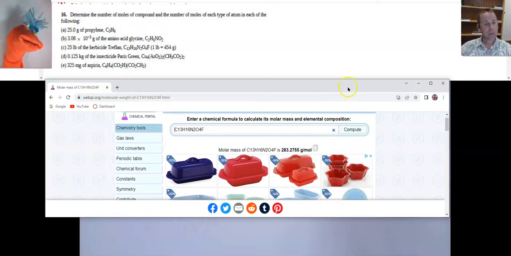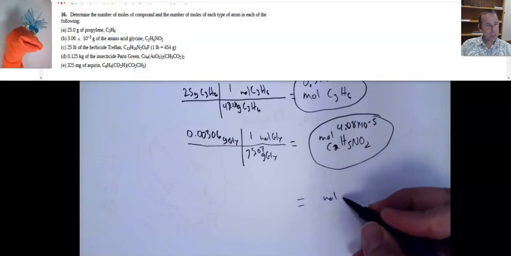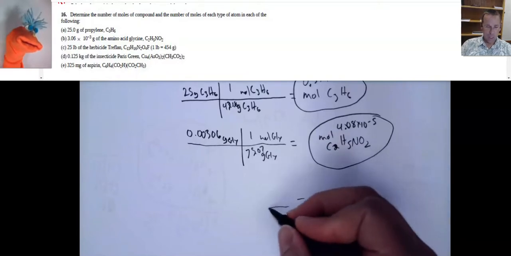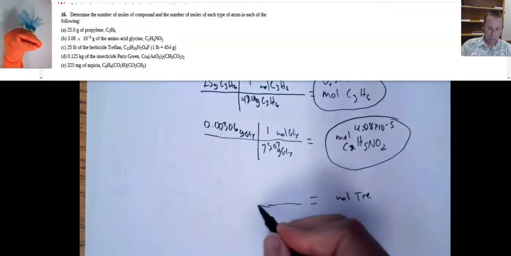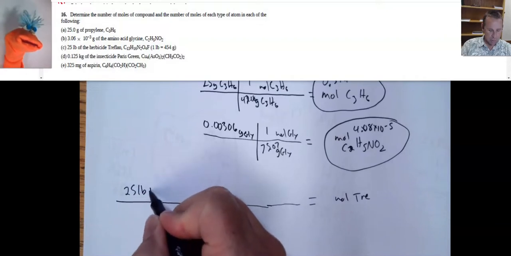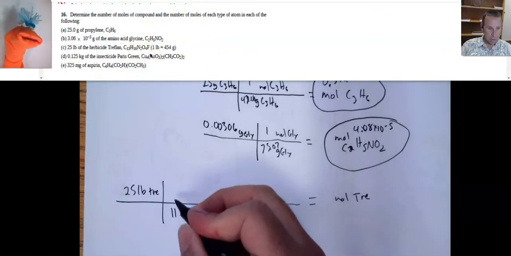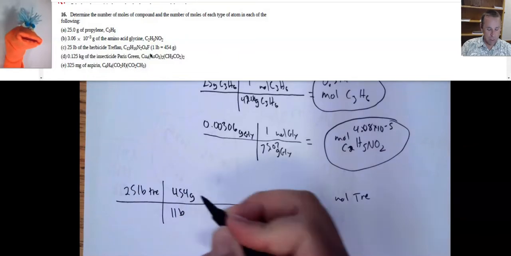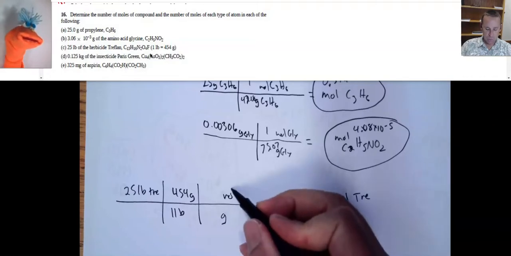All right. So I want to know how many moles of TRE, I'm going to call it, or moles of tree. And I'm going to start with what? What did they give us? 25 pounds. I'm going to give myself a little bit extra space because I need to go from pounds of TRE to, and they gave me a conversion factor here, grams, right? So 1 pound is 454 grams. All right. And then I can go from grams to moles.